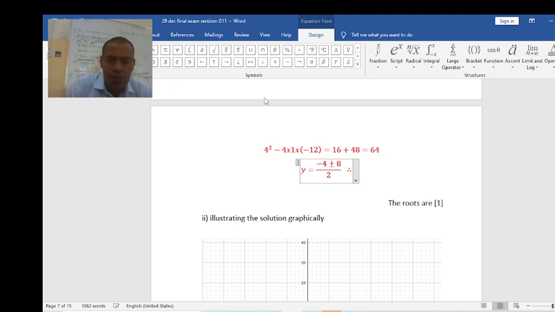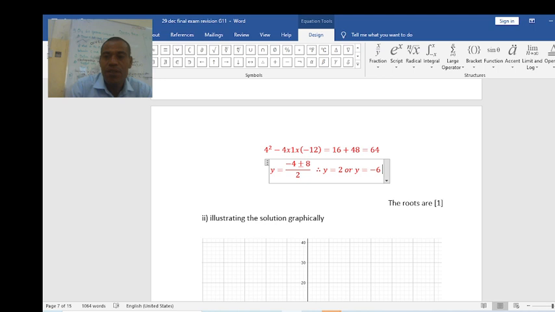Yes, therefore y equals minus 4 plus 4, which is 4. Sorry, minus 4 plus 8 will be 4. 4 divided by 2, so y equals 2. Or minus 4 minus 8 is minus 12, divided by 2, so y equals minus 6. Now just substitution.